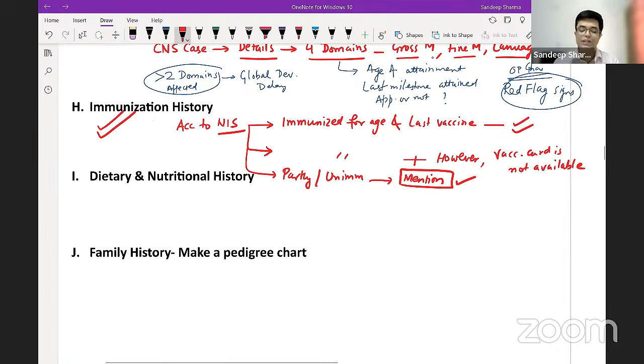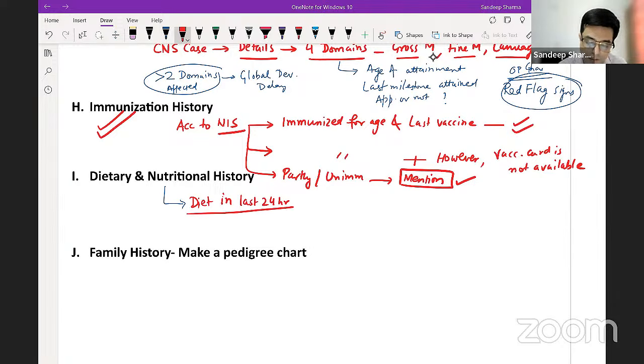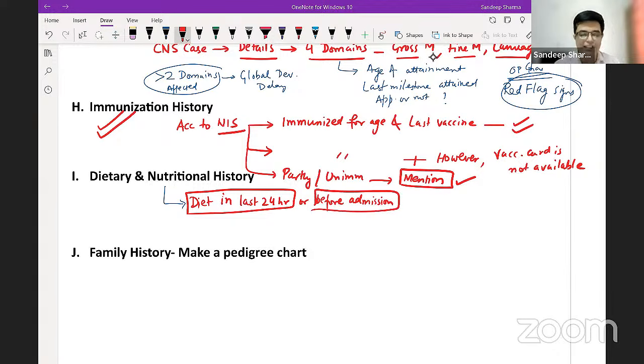Then we come to dietary and nutritional history. Dietary and nutritional history is tricky. When you take dietary and nutritional history, most of the children that you will be taking a case of will have some degree of malnutrition. You have to ask about the diet taken in the last 24 hours. You will ask the mother, what was the diet the child had taken in the last 24 hours? Or if the child has been admitted for 3-4 days, before admission, whatever is feasible in the patient. Before the child got ill and was admitted, usse pehle, what was the diet the child was taking?